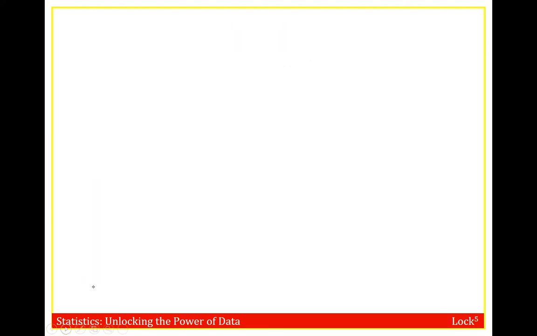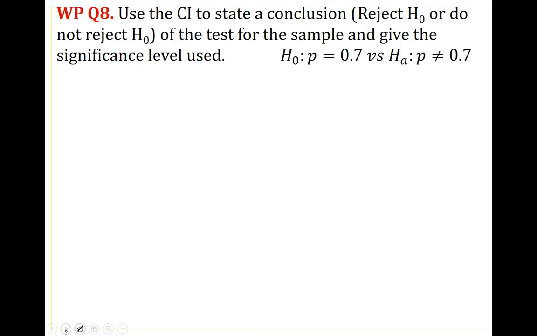Let's look at this in practice. It says use the CI to state the conclusion. We're going to reject or do not reject the test, given the sample and a significance level. Our null value is 0.7, and we want a two-tail test of HA, that the proportion is not 0.7. So it can be higher, it can be lower. The 95% CI is 0.65 to 0.82.